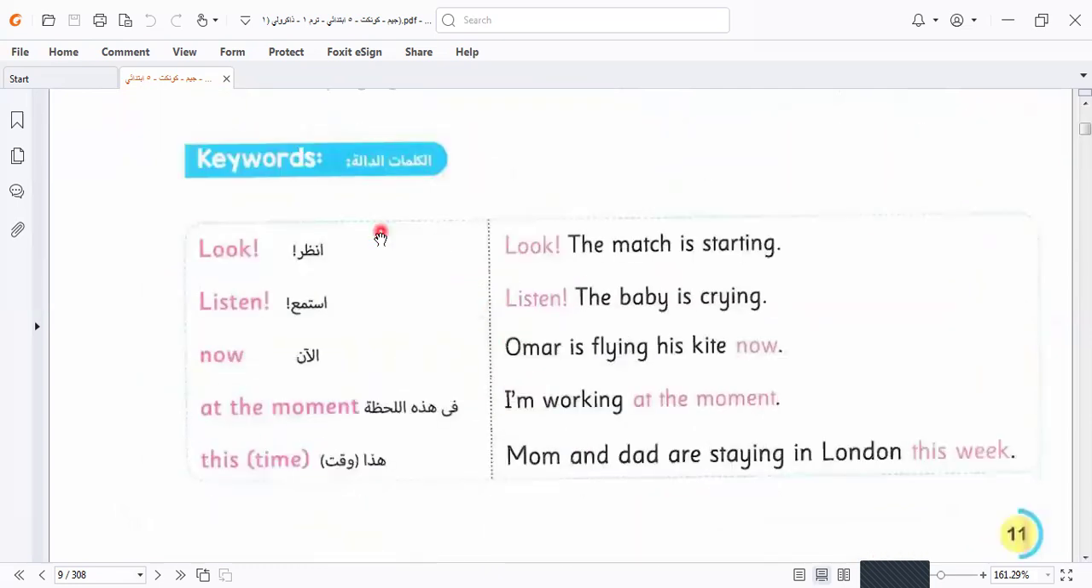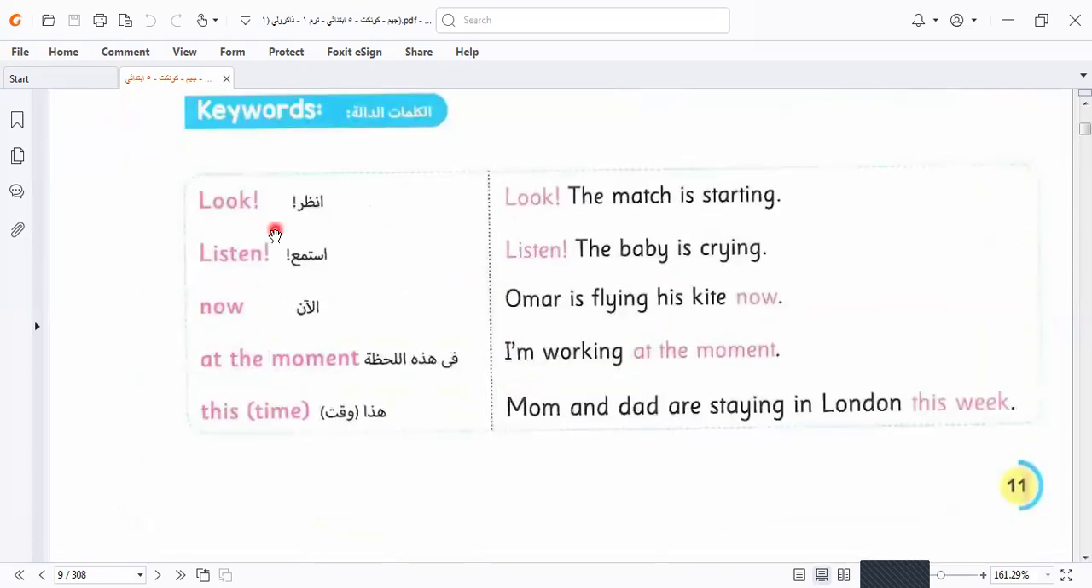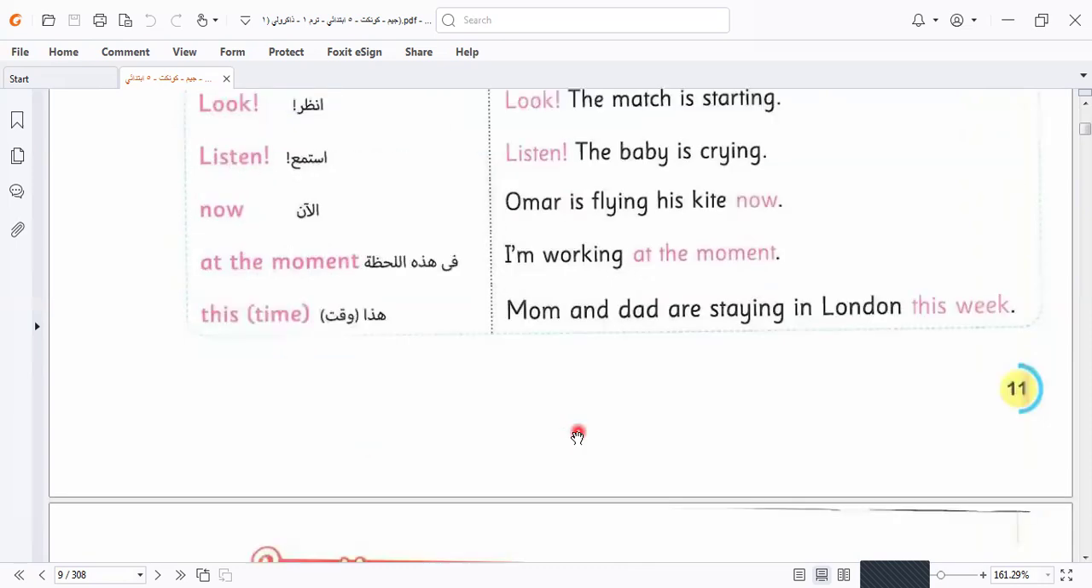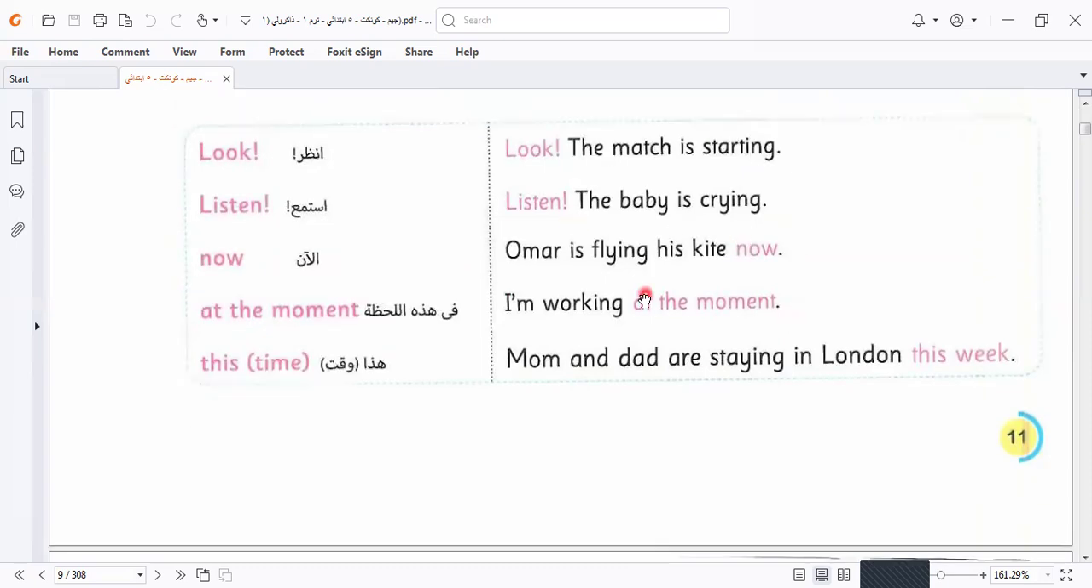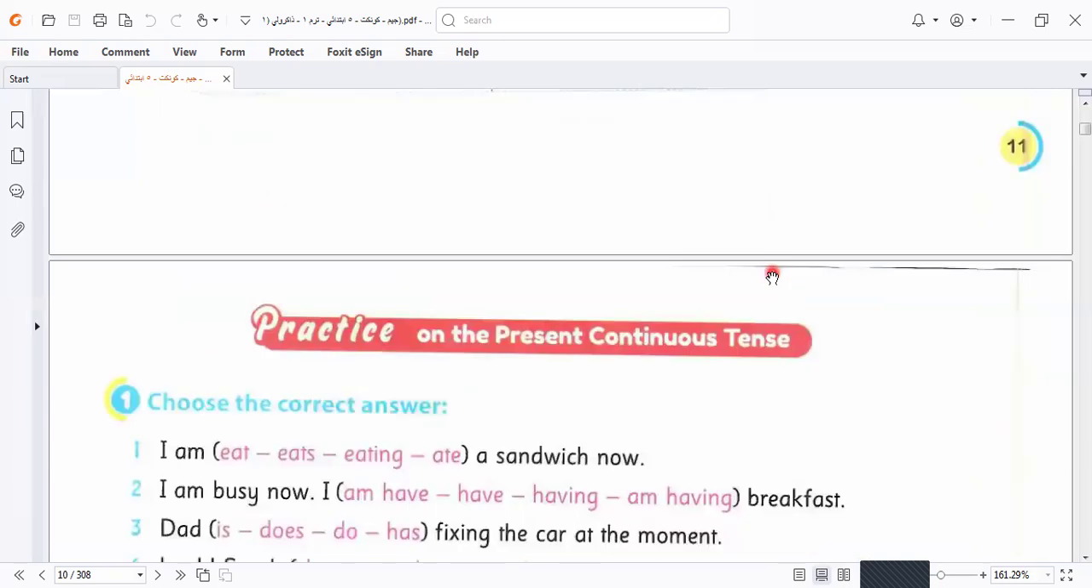What are the keywords that refer to the present continuous tense? It will be look. When we say look, I tell you to pay attention at this moment. Listen, so I make you pay attention with me. Here is look, listen, now, at the moment, this time, all these are keywords of the present continuous tense. Like we say, look, the match will start, the match is starting. Listen, the baby is crying. So the baby is crying at this moment, so we must use this tense. Mama is flying, he's flying a kite now. So here are the keywords of the present continuous.